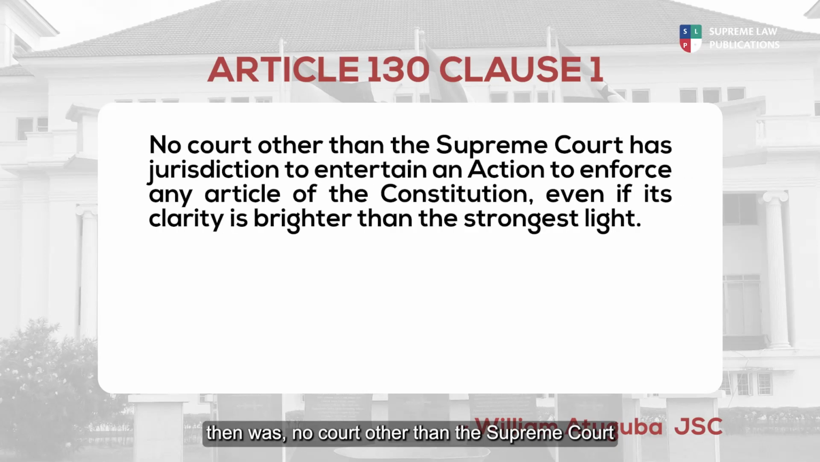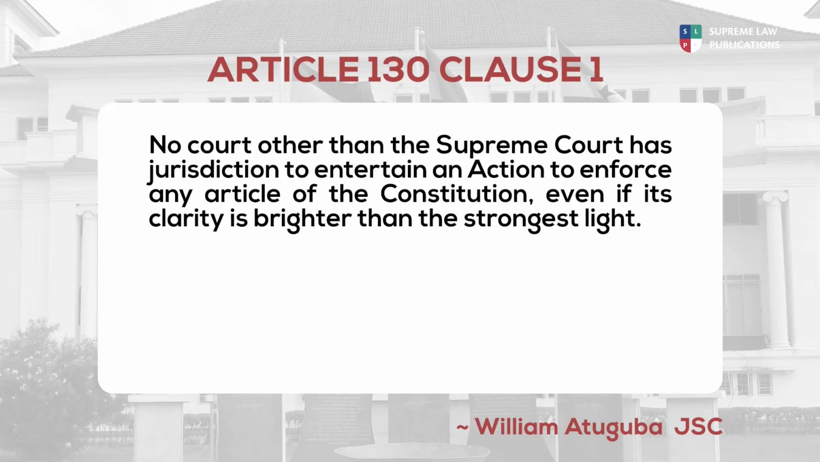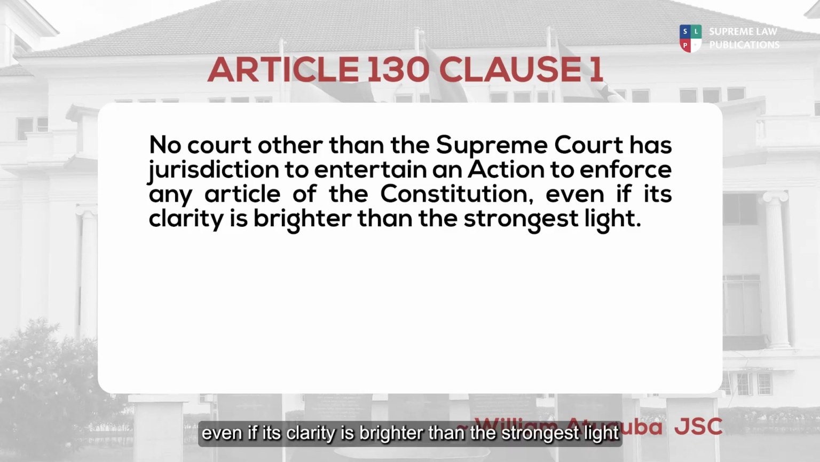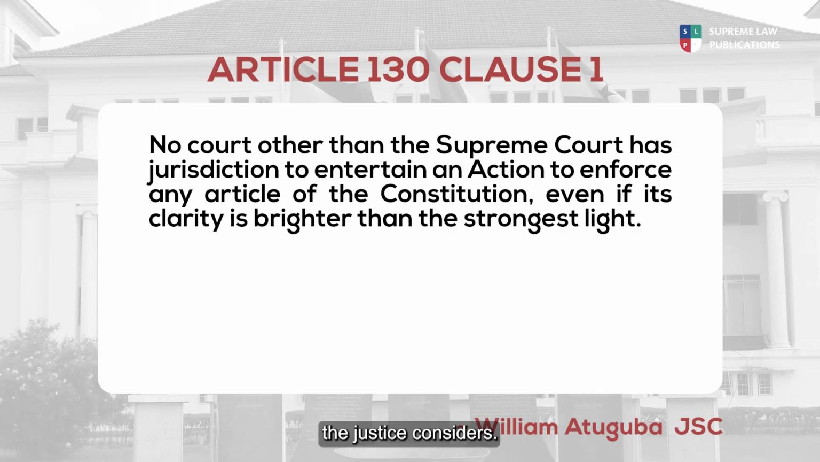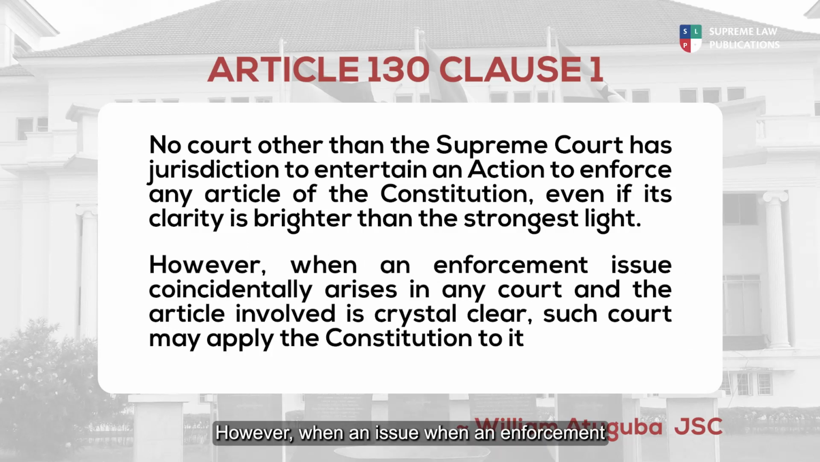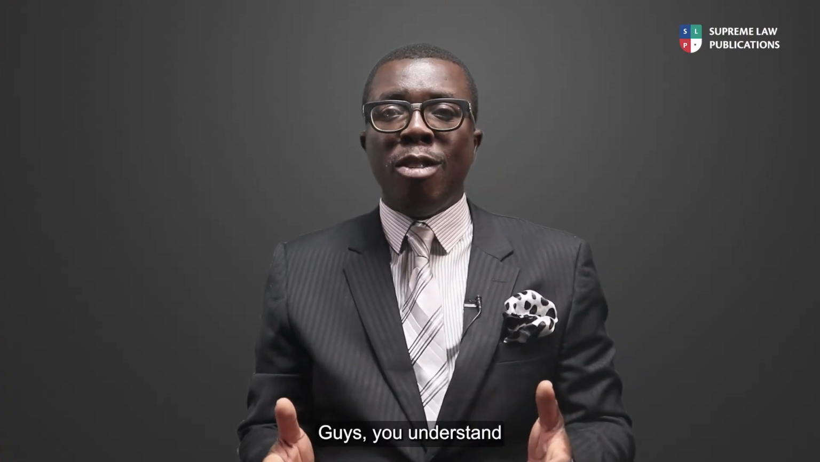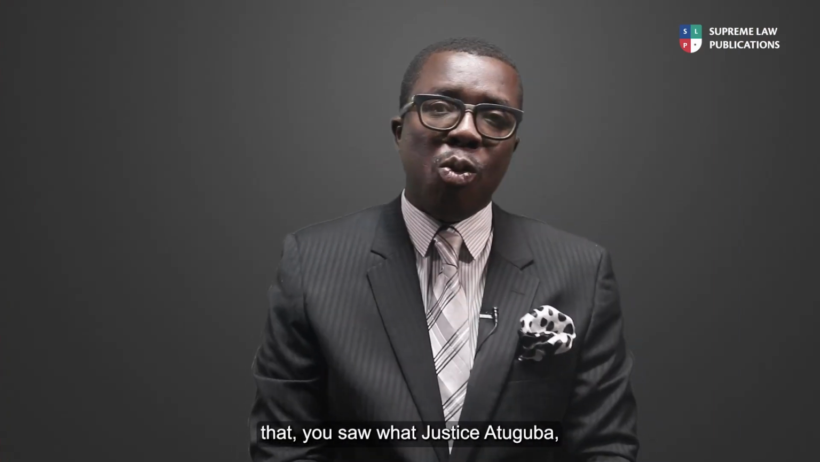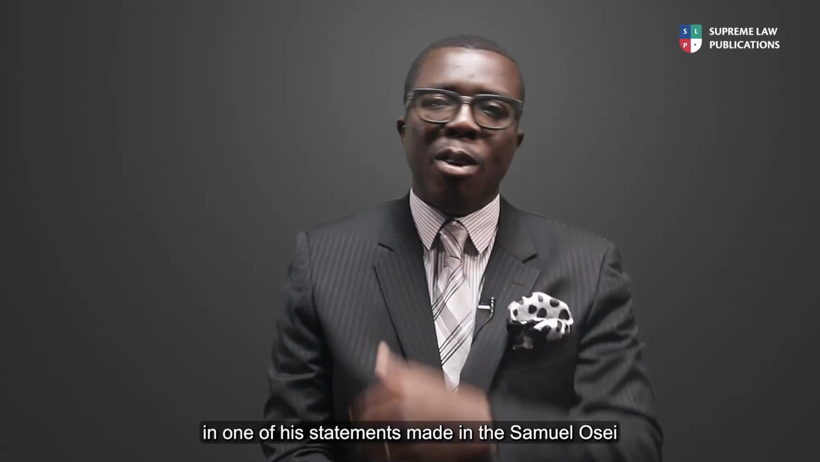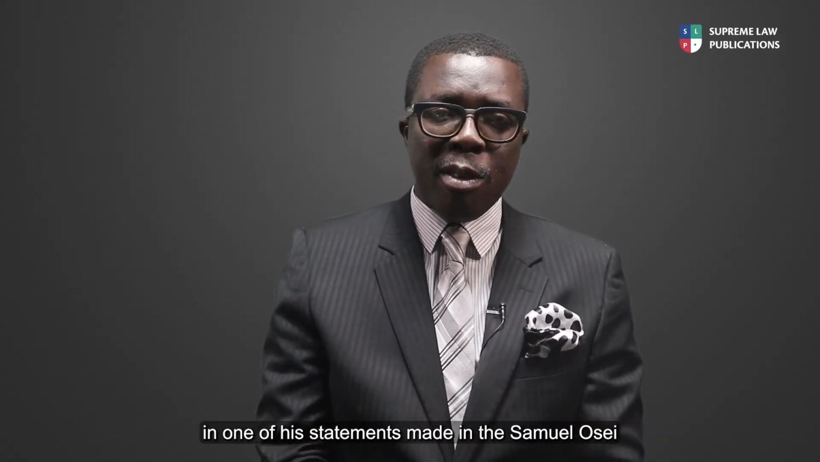No court other than the Supreme Court has jurisdiction to entertain an action to enforce any article of the Constitution, even if its clarity is brighter than the strongest light. The learned justice continues. However, when an enforcement issue coincidentally arises in any court, and the article involved is crystal clear, such courts may apply the Constitution to it. Guys, you understand that. You saw what Justice Atuguba, speaking for the Supreme Court at the time, said in the Samuel Osei-Boateng case.